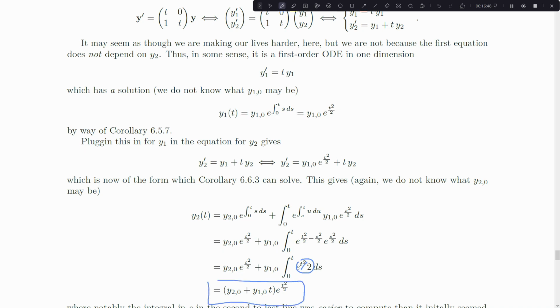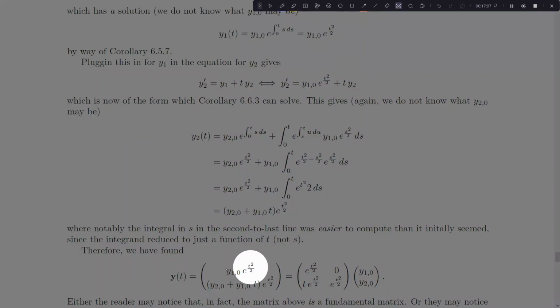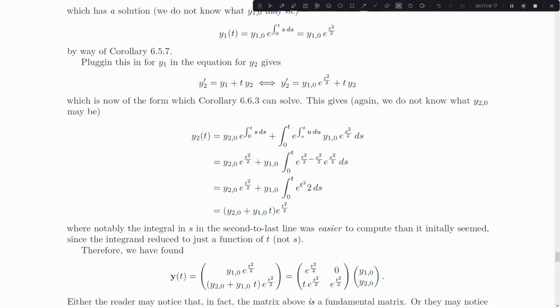Once again, I don't know what y20 or y10 are. They're just kind of like these arbitrary constants from my initial value problem, because I didn't really define an initial value problem. But now I've solved for y1 and y2, and so that tells me that y, which was y1 and y2, since I've just solved for them, there's y1, I'm plugging it in, there's y2, I'm plugging it in, and that's equal to y of t.